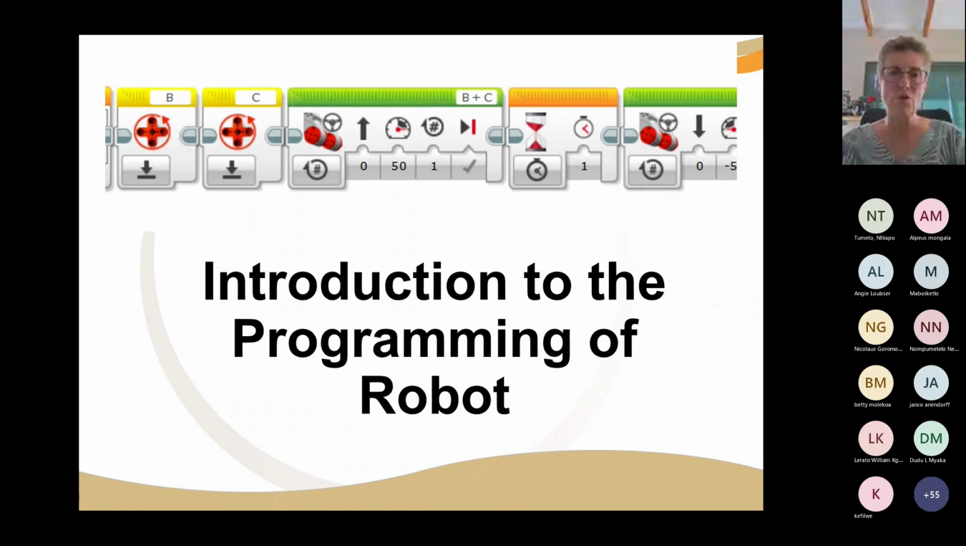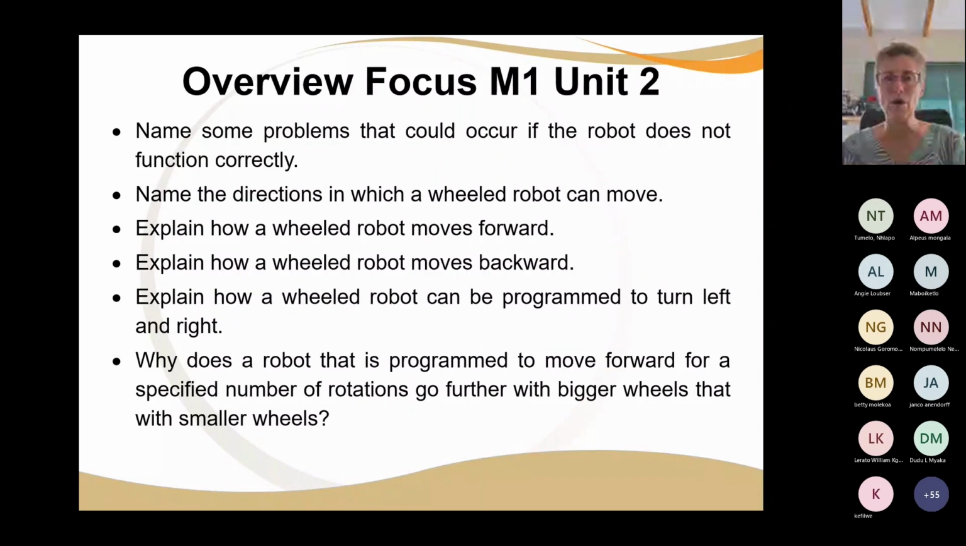And then you have the robot moving forward. So if positive is forward, then to reverse it, it must be negative. Okay, so that is kind of where we are. If you look in your overview document, M1 Unit 2, you ask the question: what happens if a robot doesn't function correctly? I mean, where do we go?